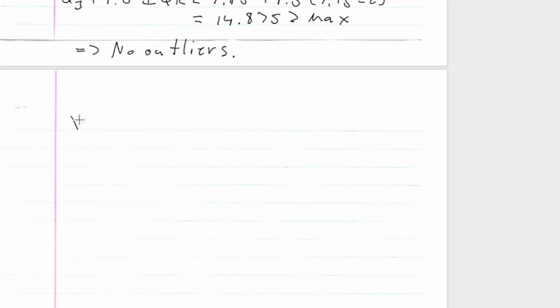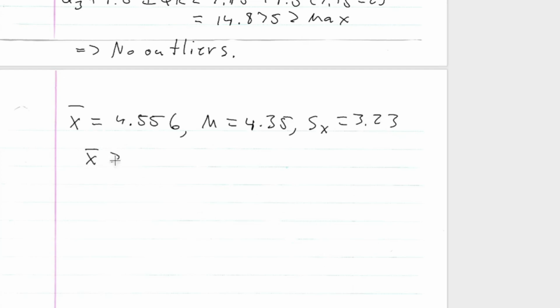So again, x bar was equal to 4.556. The median was equal to 4.35. And the standard deviation was equal to 3.23. So we can see that x bar is bigger than the median. So this implies that the distribution is right skewed, but as long as it's not strongly right skewed, then we have that normal condition satisfied.